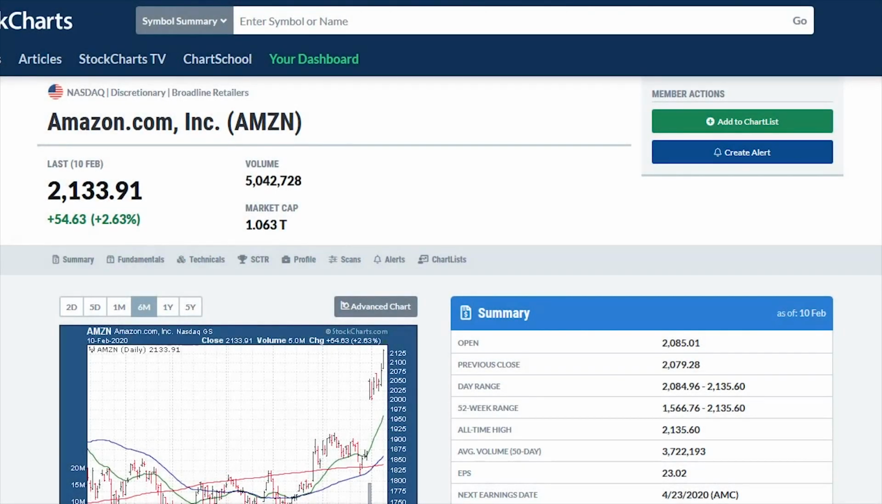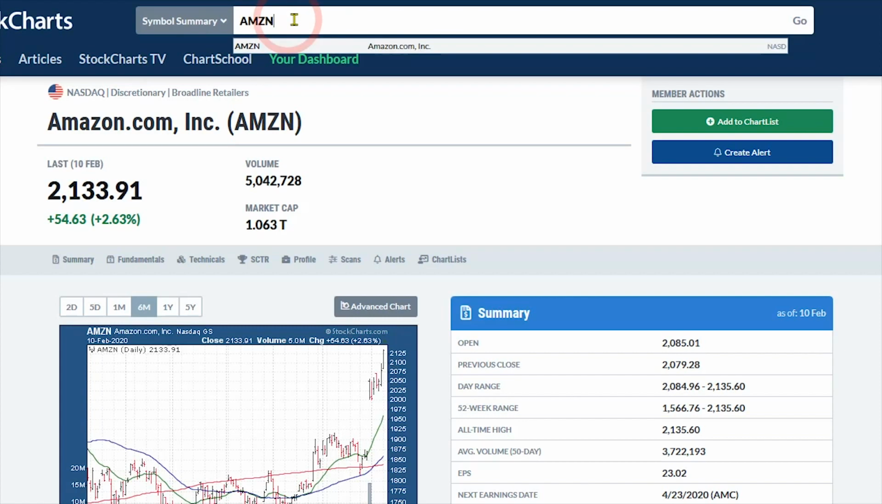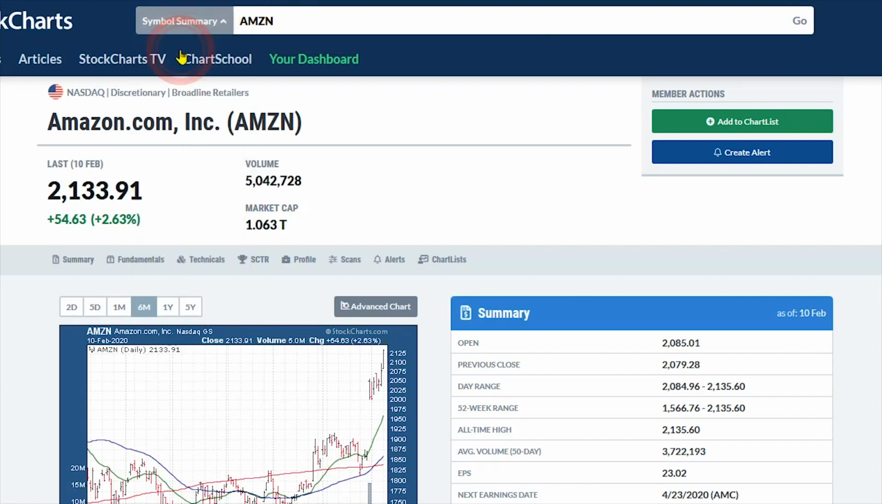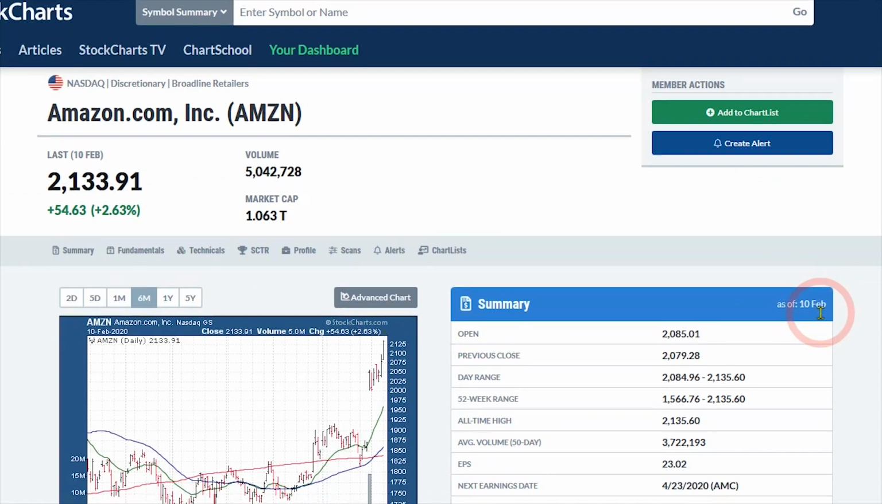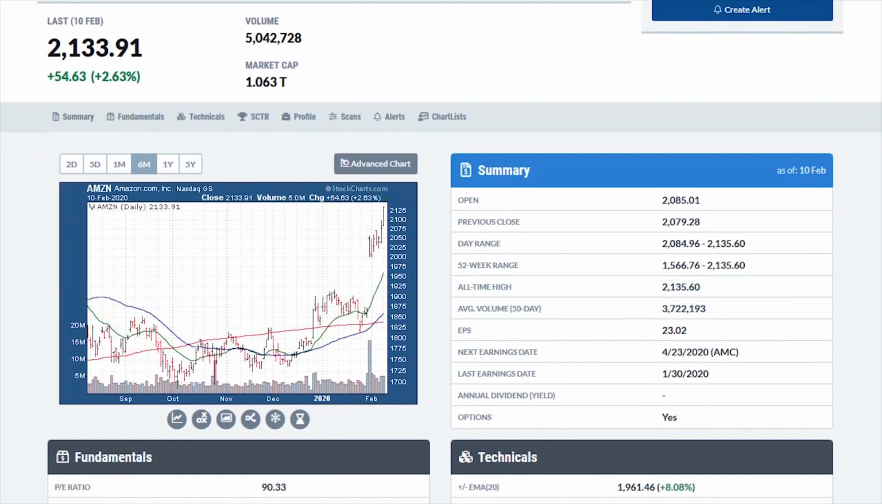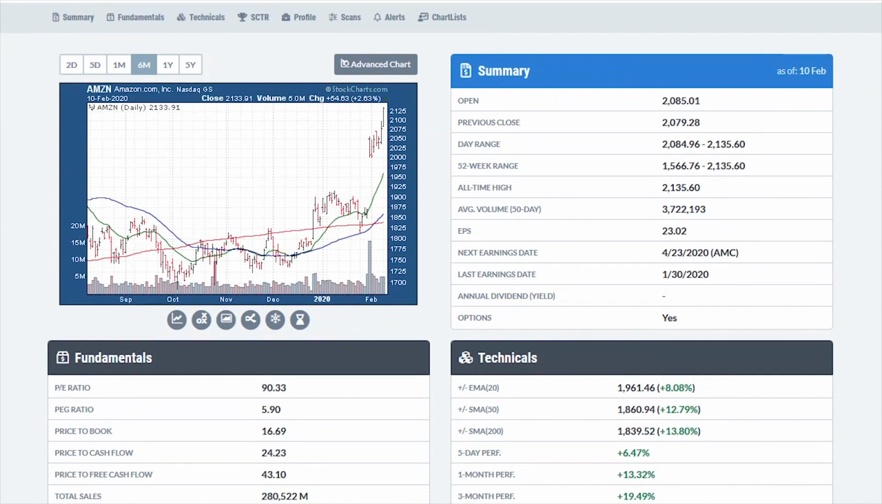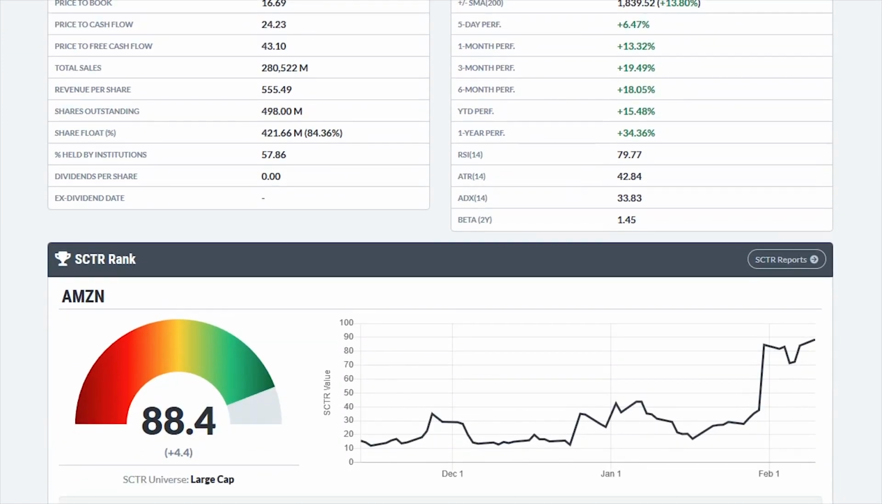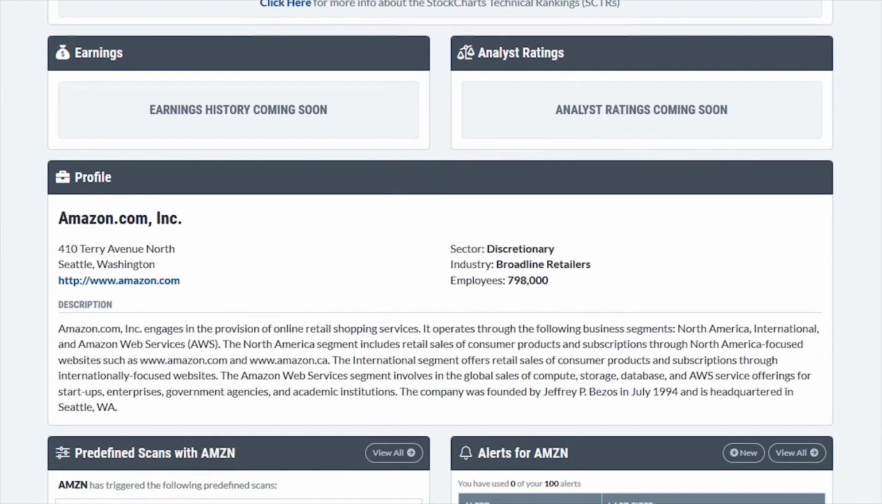And if you want to know all the gory details about Amazon, you can go up to the top of every web page and type in the symbol. Then from that drop down, select Symbol Summary and click Go. And here I am on that page, and you get a whole bunch of statistics on Amazon: fundamentals, technicals, scooters, and more.